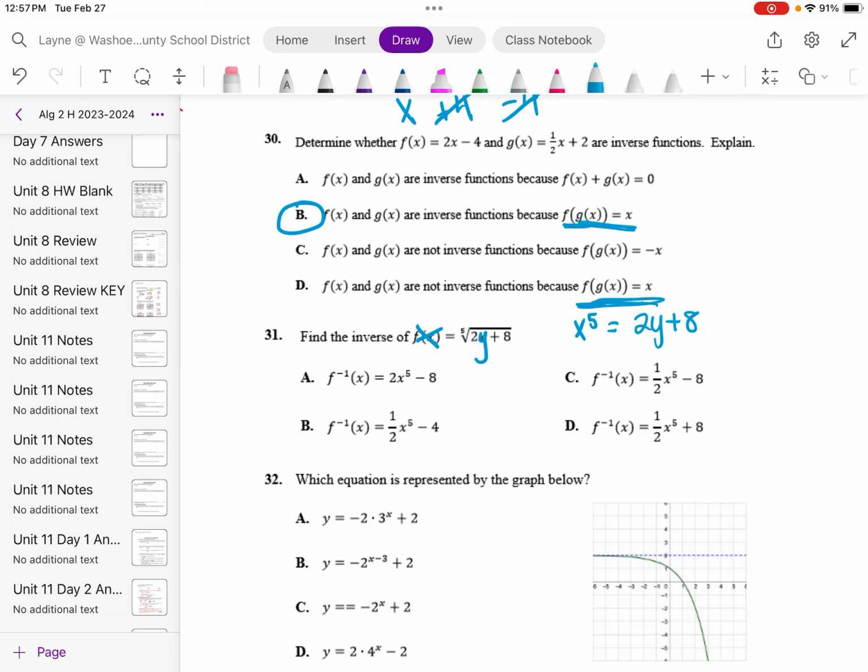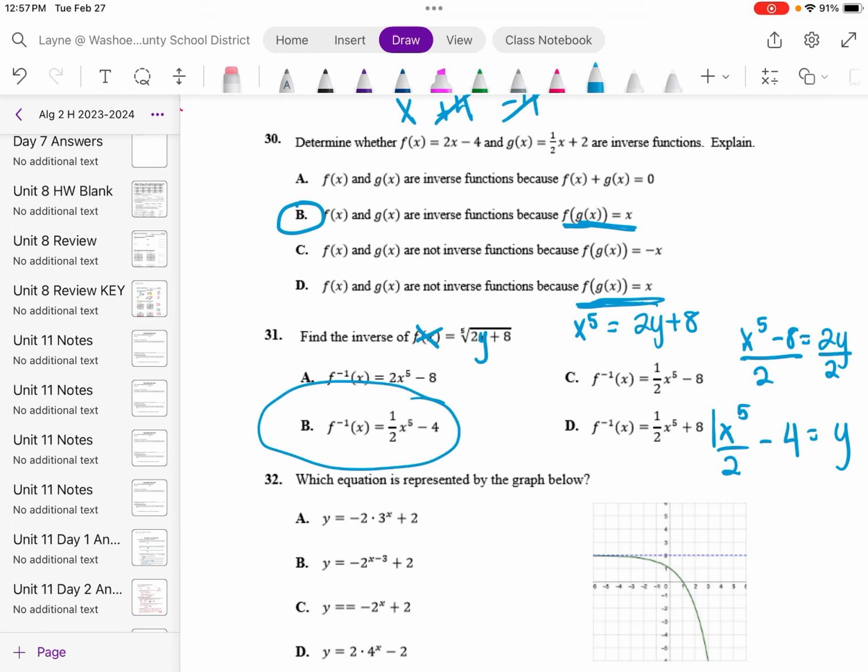Then subtract 8, so we get X to the fifth minus 8 equals 2y, and then finally we'll divide everything by 2. When we divide by 2, I notice my answer options, they divided each term separately by 2. So we get X to the fifth over 2 minus -8 divided by 2 is going to be 4. So that should be our answer. Also, they wrote it as 1/2 X, not X over 2. So let's see, that looks like answer option B.